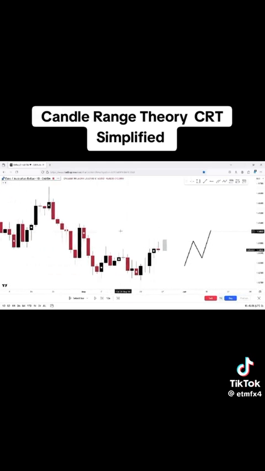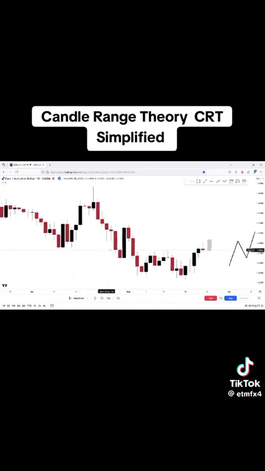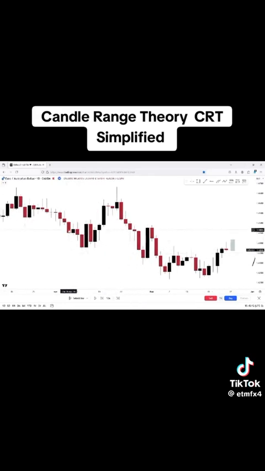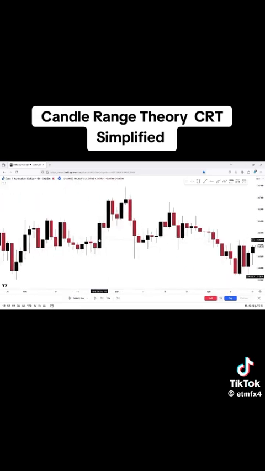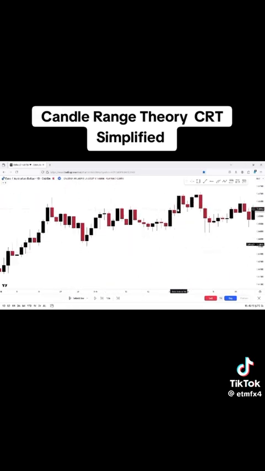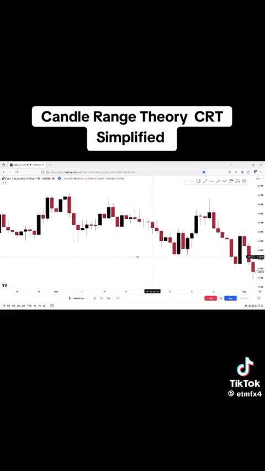Something similar to, let's say this, where you have a drop, rally, drop. Here you have a drop, rally, drop. Here we actually had a reversal. Here you have a rally, drop, rally. So they would anticipate a formation like this.